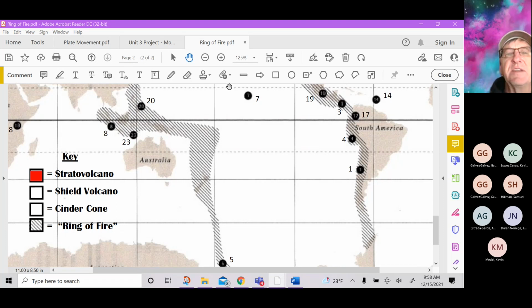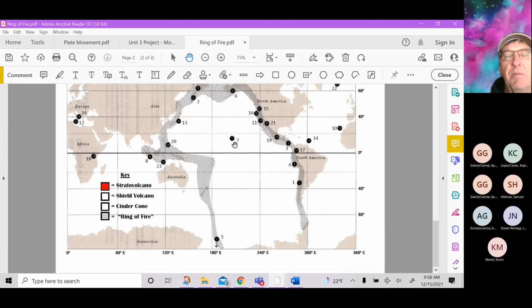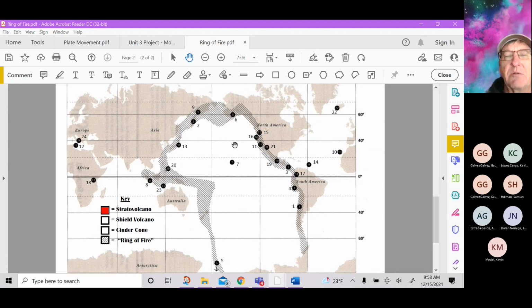The striped region in this map is the ring of fire. And you can see it circles around the Pacific Ocean. You can also see that there are lots of volcanoes in that ring of fire, which gives it its name. So you're going to choose 3 colors to represent those 3 types of volcanoes.